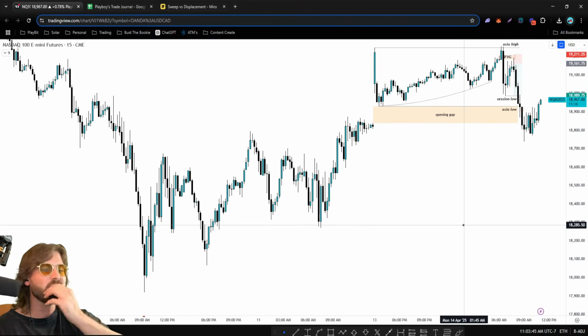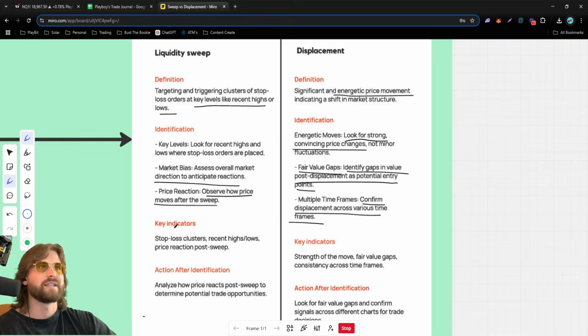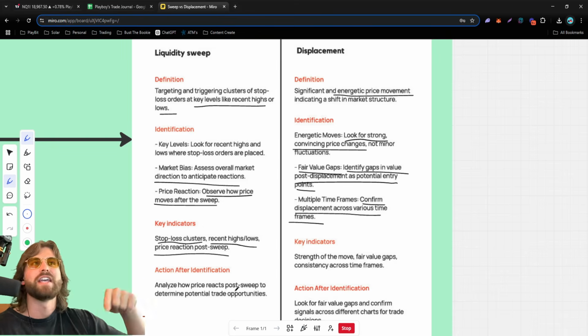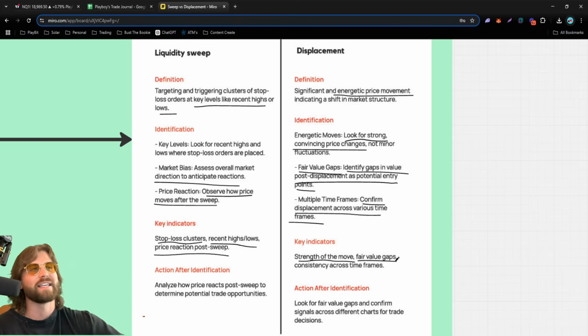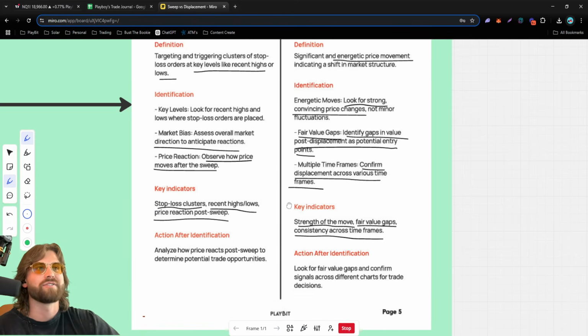Now, the last thing we need to go through is some of these key indicators. Stop loss clusters, right? You find the liquidity at clusters where stop losses are likely to be placed. Recent highs and lows, price reaction post-sweep is an indication if it is sweep or displacement. Same exact over here. Strength of the move, fair value gaps post-displacement, right? Post-price hitting that key level, and then consistency across all time frames.